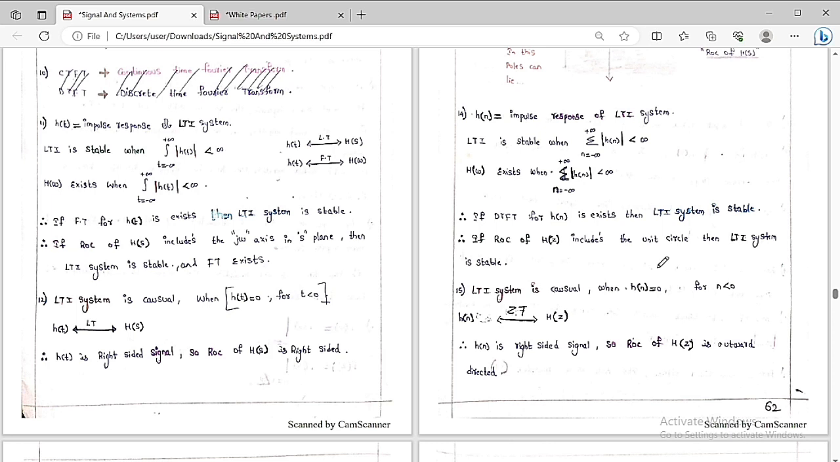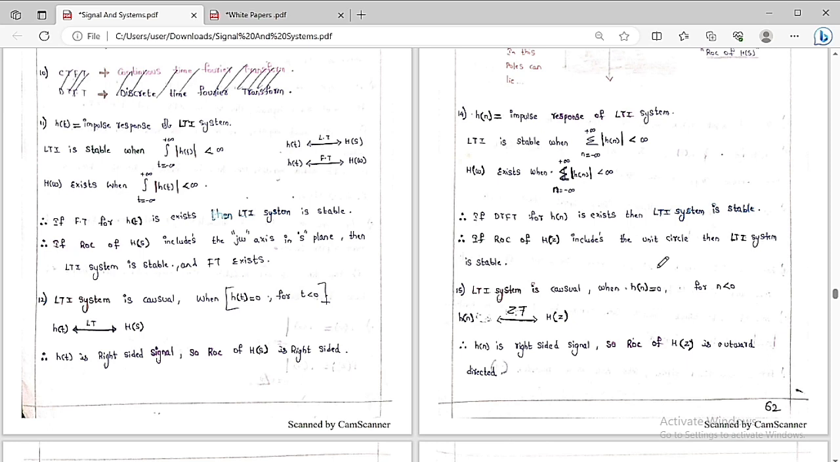If h of n is a right-sided signal, the ROC is also a right side. It is outward of a circle. If h of n is a left-sided signal, the ROC is inward of a circle. If h of n is a both-sided signal, the ROC is going to lie between the two circles.